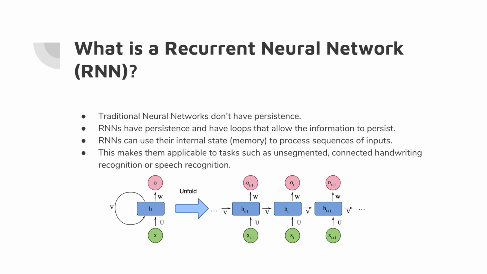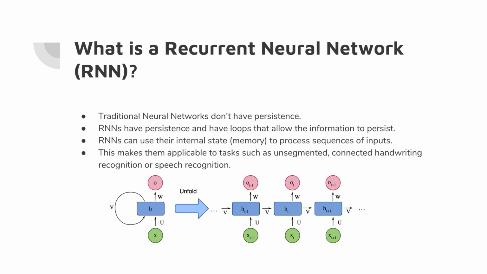The normal neural networks that we have discussed earlier do not have any persistence. Now what do I mean by persistence? It means that they cannot store any older information that can be used later on. RNNs have persistence, and they have loops that allow the information to persist.